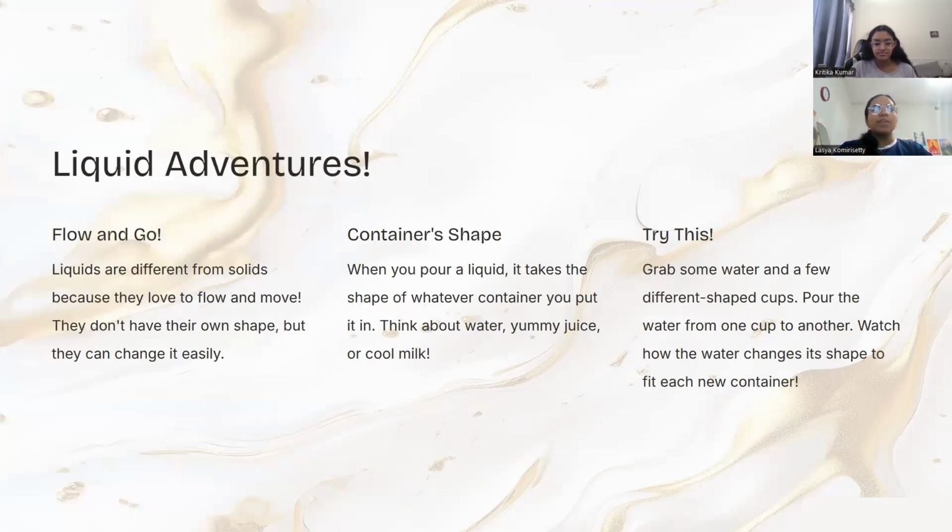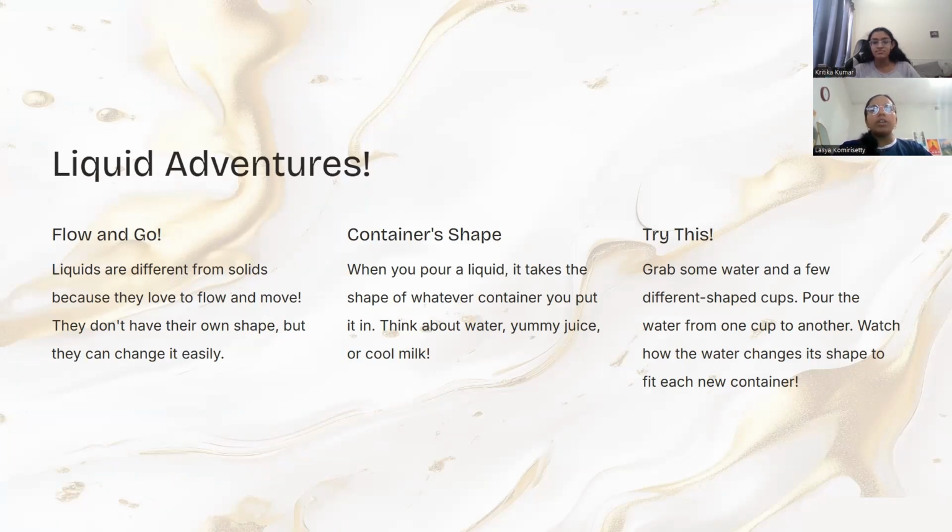Now let's talk about liquids. Liquids are different from solids because they love to flow and move. They don't have their own shape, but they can change their shape easily. When you pour a liquid, it takes up the shape of whatever container you put it in. Think about water, yummy juice, or cool milk. Whenever you pour them into a glass or a container, they take that shape.